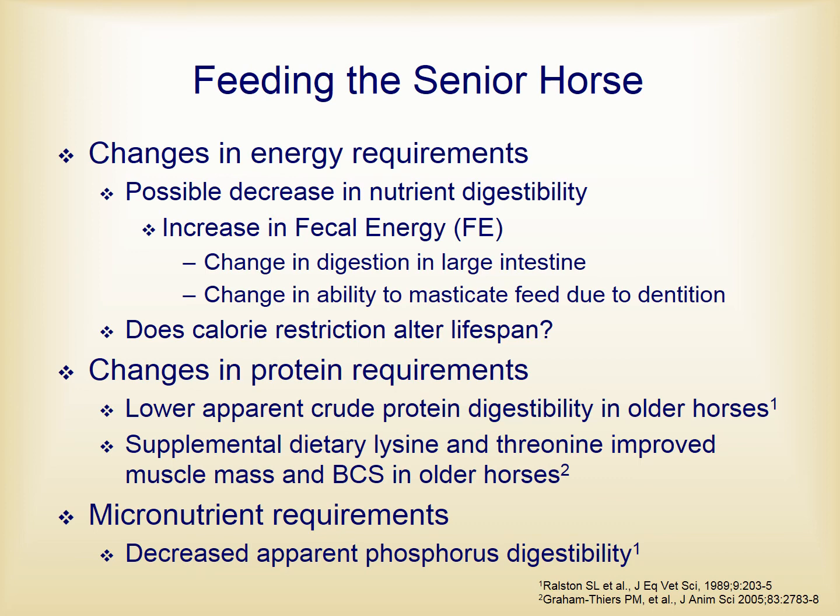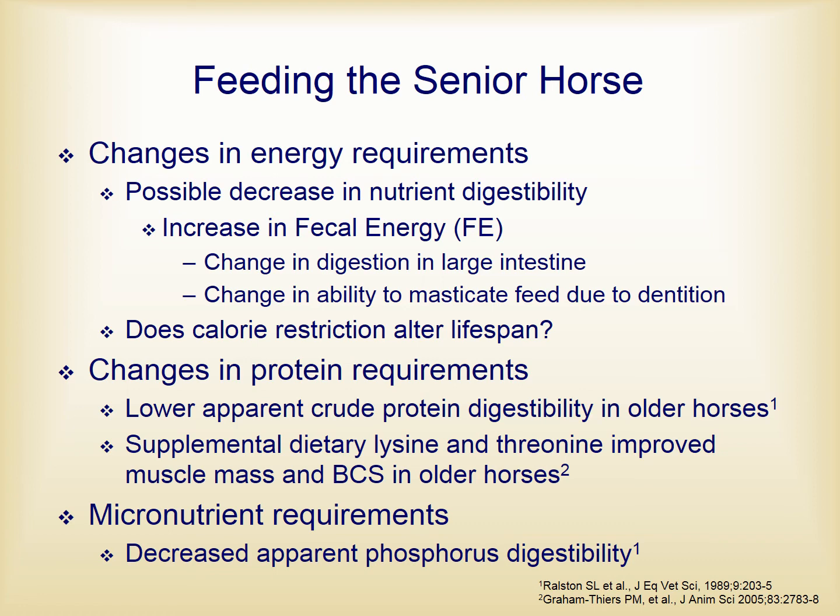Senior horses do have a change in their protein requirements, although I can't give you a specific equation to use. We know, based on research, that senior horses have a lower apparent crude protein digestibility. If they can't get as much protein from their feed, they probably need some additional protein in their ration. Another study found that supplementing the diet of a senior horse with lysine and threonine, our first two limiting amino acids for foal growth, actually improved muscle mass and body condition score in older horses.